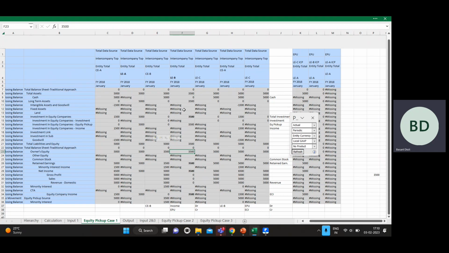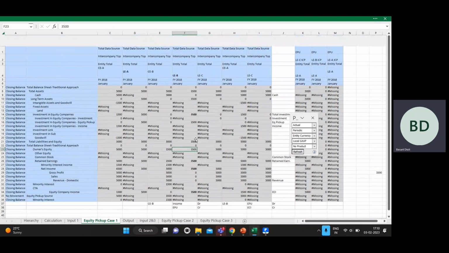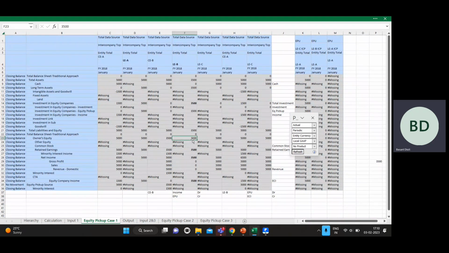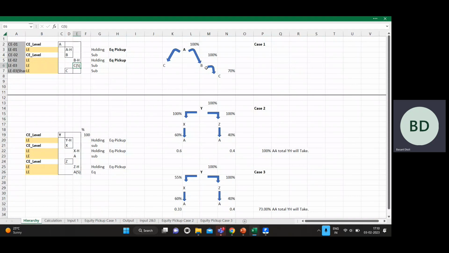Okay, because in holding we don't have to take any assets or liabilities. Only at the C level should all the assets and liabilities come. So that is why I didn't take the figures in this simple case, to make you understand what is happening in the equity pickup. Okay, so as you know, in the hierarchy it has a 70% stake, and A also has a direct 70% in C also.